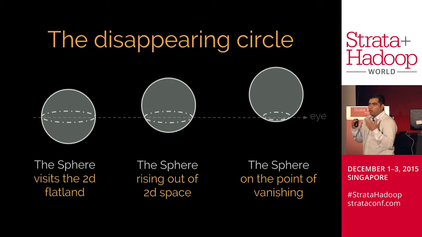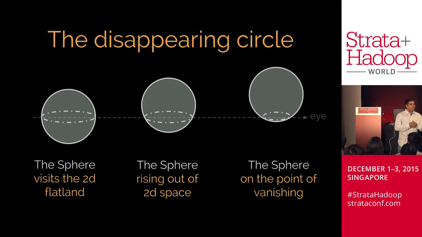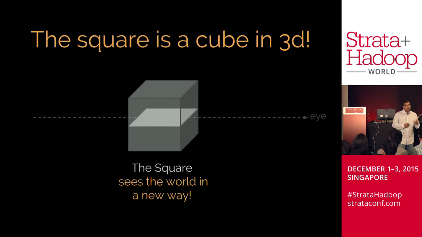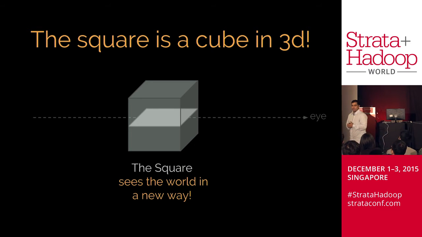And no matter what the sphere tells him about there being a third dimension, he's not able to understand it, because he lives in that two-dimensional space, right? So ultimately, the sphere has no other way but to pull the square out and show him that he's actually a cube, who is just a square in a two-dimensional space, right? So it's a lovely book. Anybody who wants to read it, please go and read Flatland.